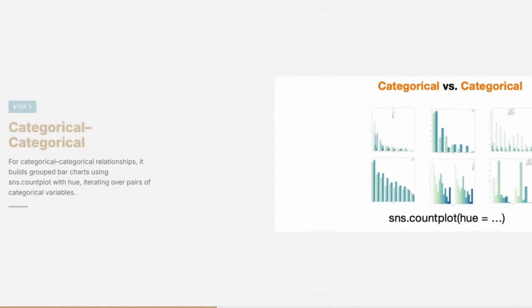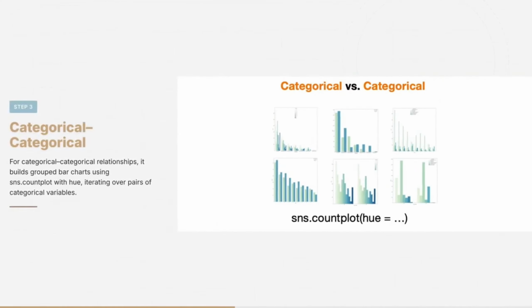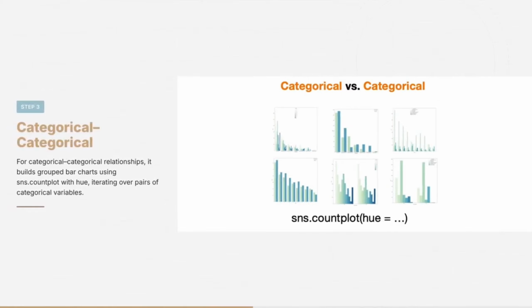For categorical relationships, build grouped bar charts using Seaborn count plot with hue, iterating over pairs of categorical variables. This reveals whether any feature contributes to significant differences in data distribution across groups.